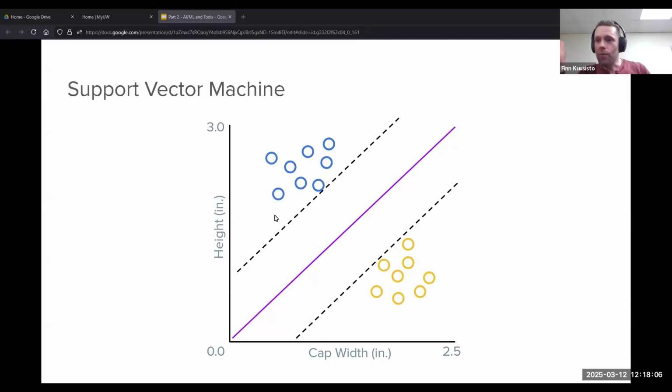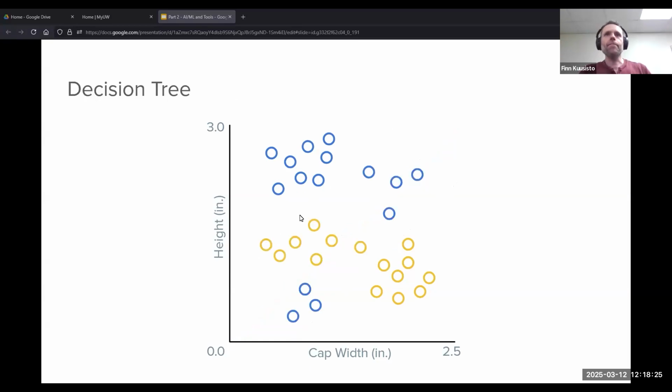So that's one algorithm, where the representation is a dividing line or plane in the space. The objective is to maximize the margin of that line, so its distance from the nearest positive and negative labeled examples. And there's an optimization step that wiggles it around to find the one that has the maximum margin.